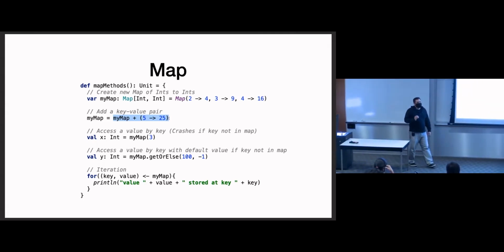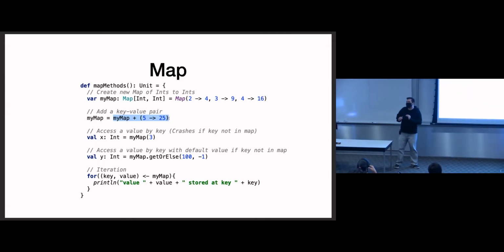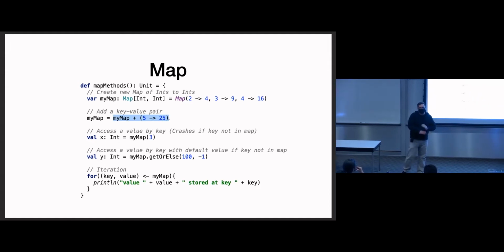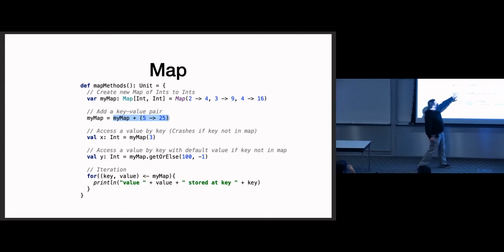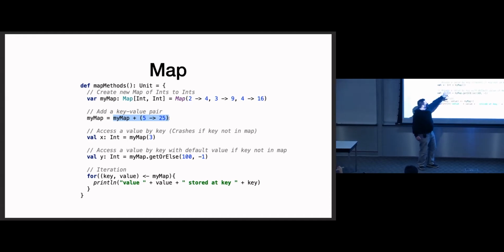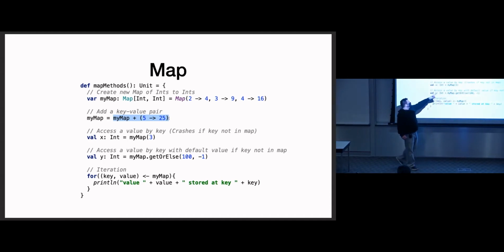and just like list, that is not going to actually add that key value pair to your map. What I have highlighted right here doesn't add the key value pair 5 to 25 to the map stored in the variable myMap. It doesn't. What it does is creates a brand new map with that extra key value pair added to it. So this creates a brand new map with the key value pairs 2 to 4, 3 to 9, 4 to 16, and 5 to 25.